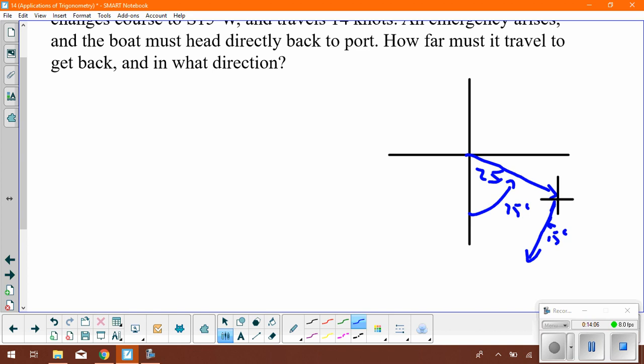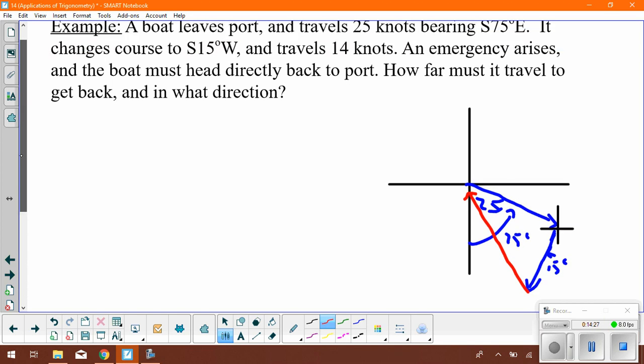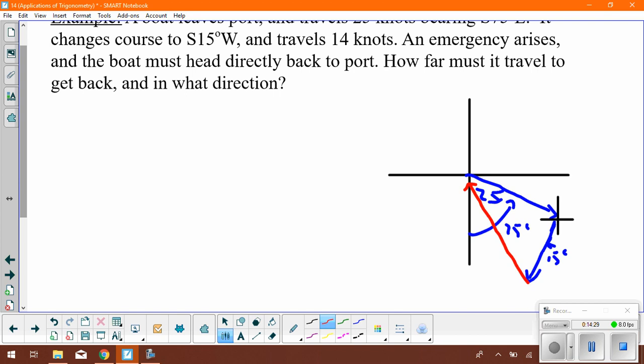How far must it travel to get back and in what direction? So we'll pencil that in. From the end, this would be the way back to where the boat started. And now I've drawn my little triangle, and we'll try to get some information in there to figure out what's going on. Actually, I'm just going to redraw this a little nicer beside it. So the triangle looks like this.